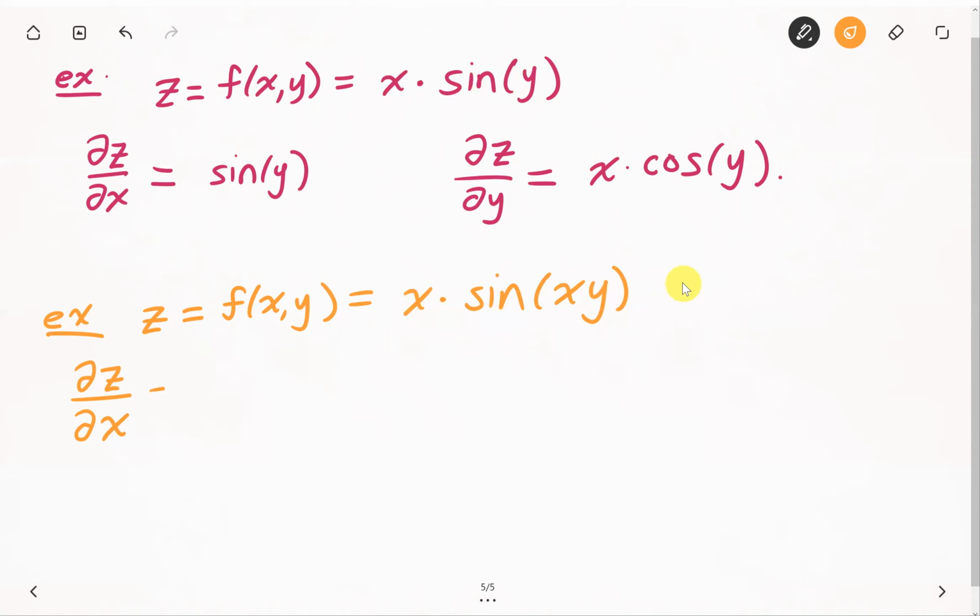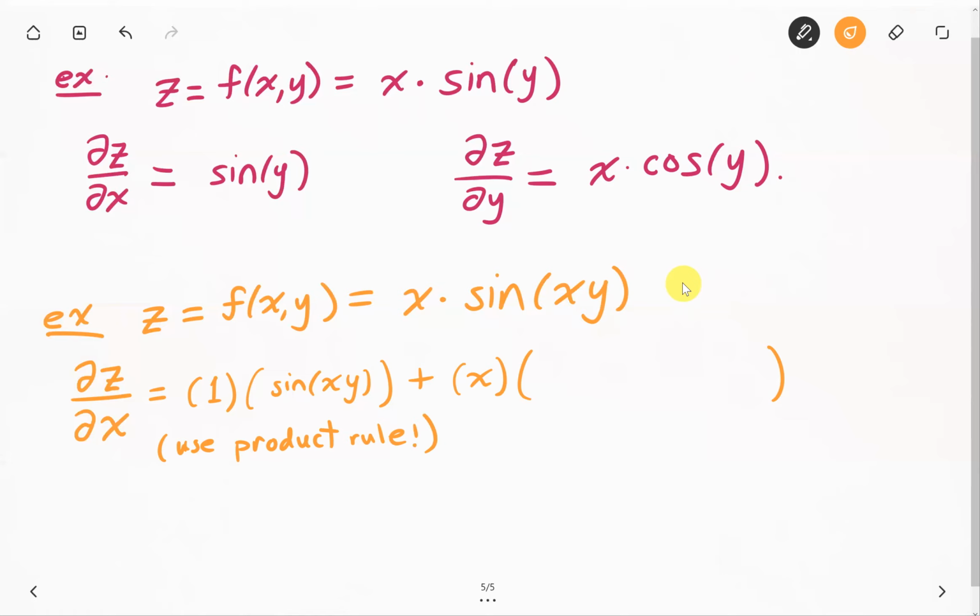You might remember the product rule says that we're going to have the derivative of the first times the second plus the first function times the derivative of the second function. So here we're using the product rule. Make a little note. We'll use the product rule because we have a product of two functions of x. So we have the derivative of the first function times the second function plus the first function times the derivative of the second function.